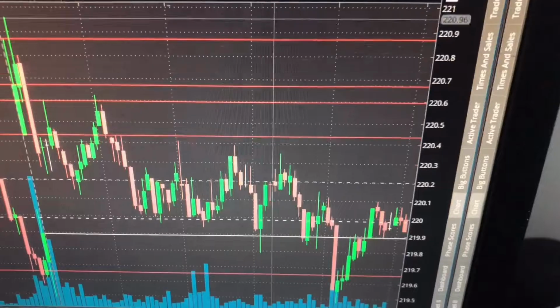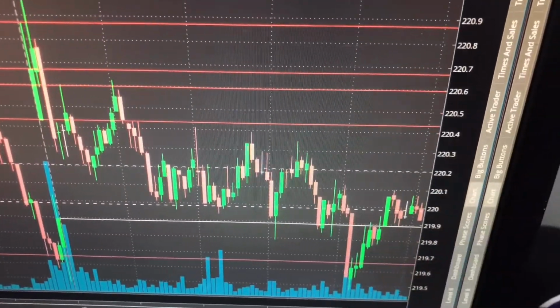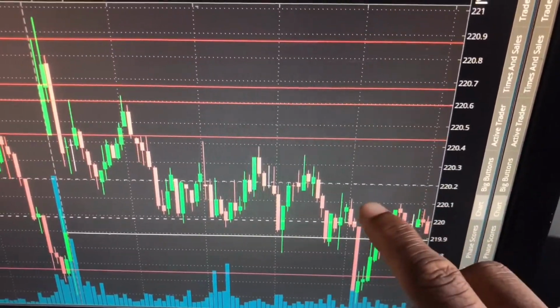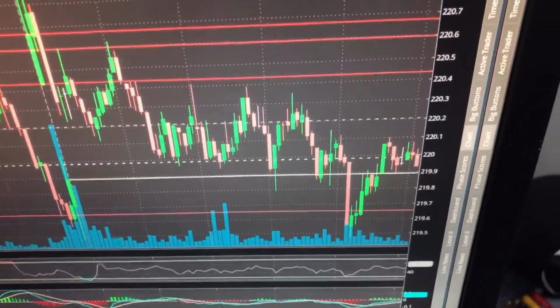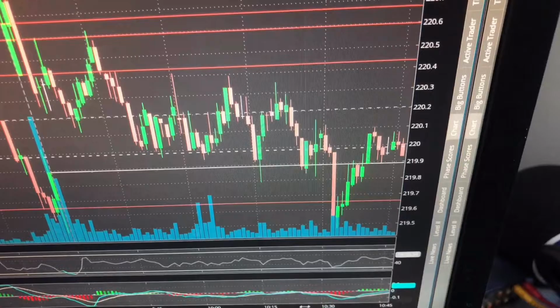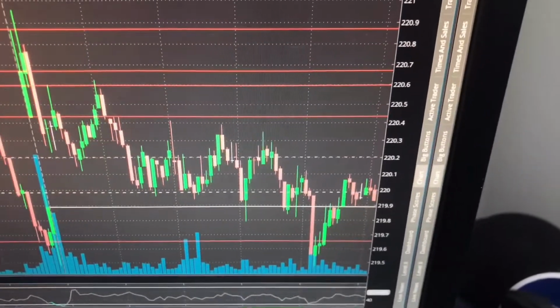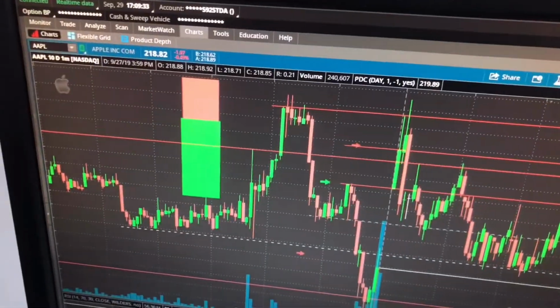The thing is, we could have stayed in the trade as long as we didn't see 220.20 turn to support. If 220.20 doesn't turn to support, we're good. The bears still have control as long as 220.20 doesn't turn to support. But we took our profit because why? We stuck to our plan.